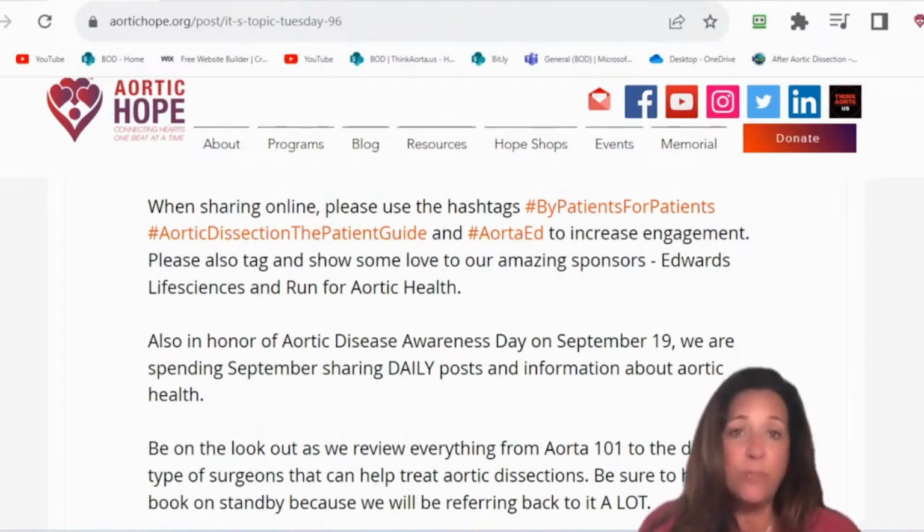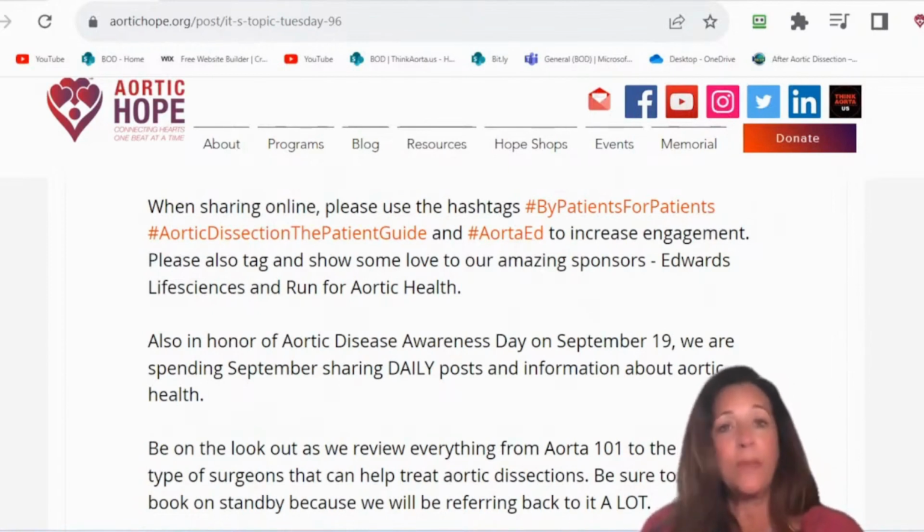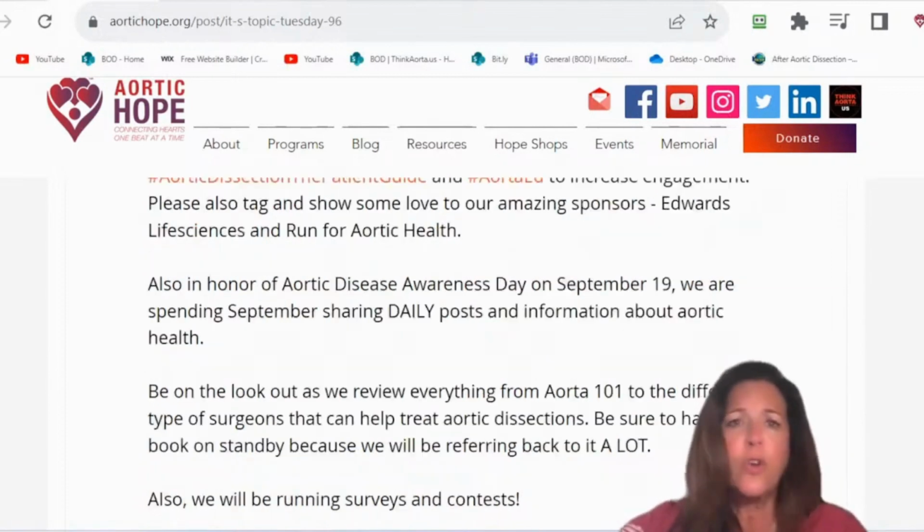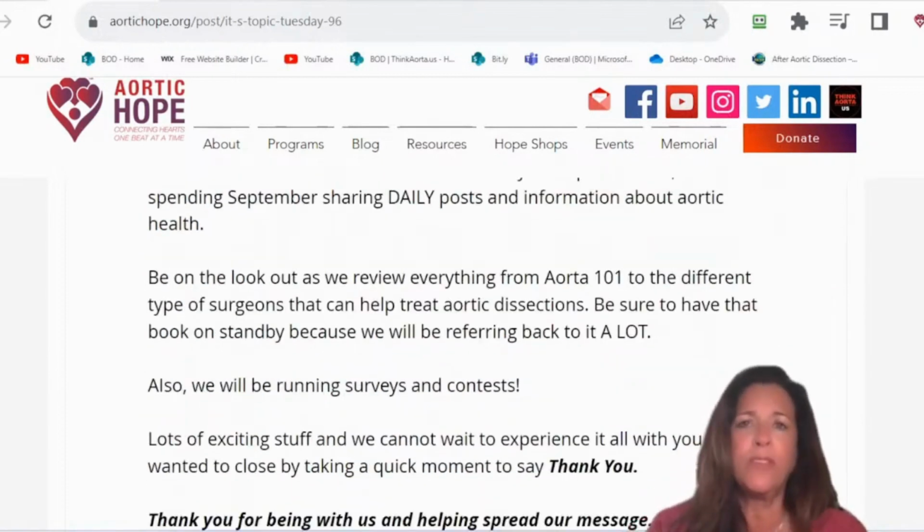And we're going to be referring back to this guide constantly throughout the month, as well as presenting information from the STS and the SVS and Edwards Lifesciences. So a treasure trove of information is going on through the month of September.